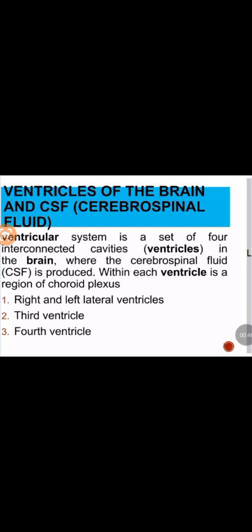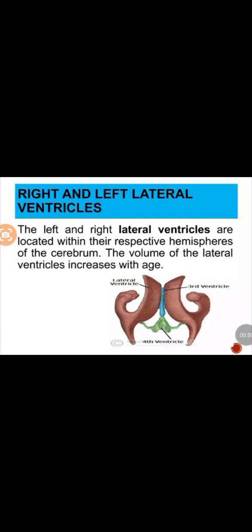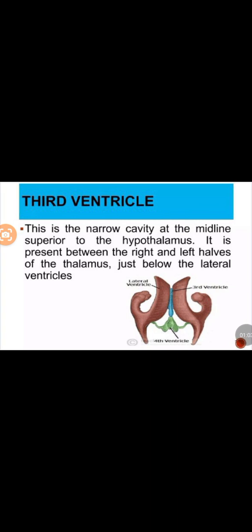Here there are right and left lateral ventricles, third ventricle and fourth ventricle. Right and left lateral ventricles are located within the respective hemispheres of cerebrum. The volume of the lateral ventricles increases according to the age. Third ventricle: this is a narrow cavity at the midline superior to hypothalamus. It is present between right and left halves of thalamus, just below the lateral ventricles.